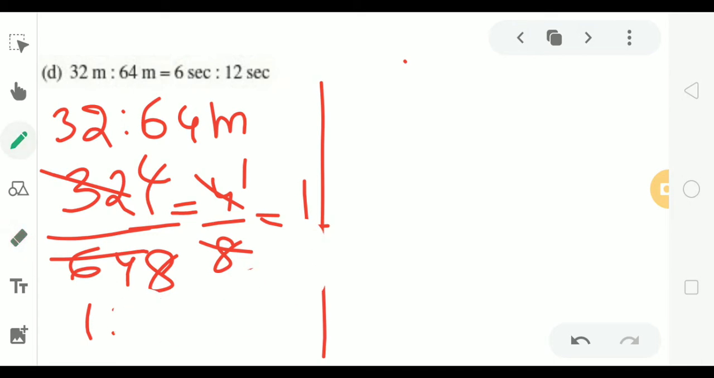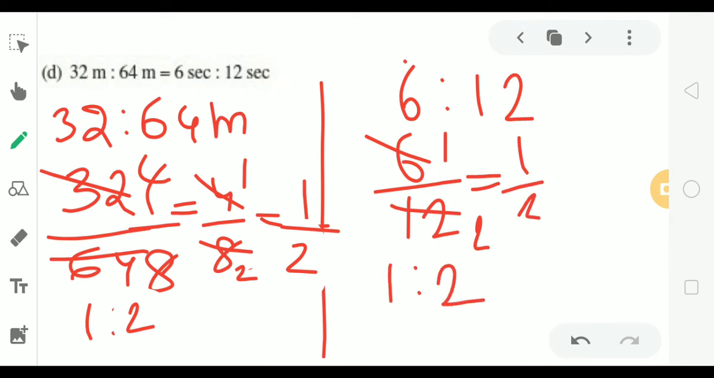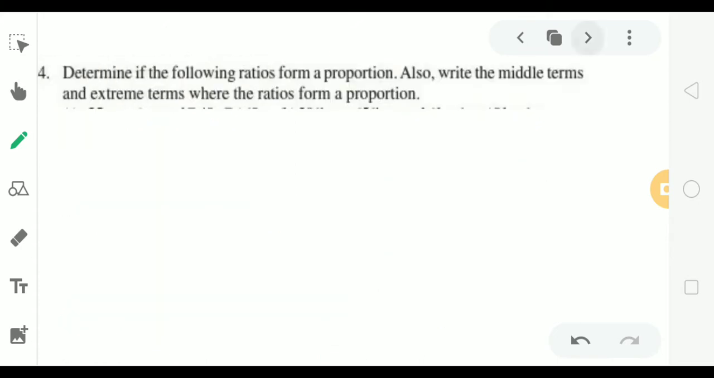So it is 1 is to 2. Okay, now the second ratio is 6 seconds is to 12 seconds. We write this as 6 over 12. 6 table, 6 1 time, 12 2 times. So that is 1 over 2, the same as 1 is to 2. So the simplest forms of both the ratios are equal. Then it is a true statement.